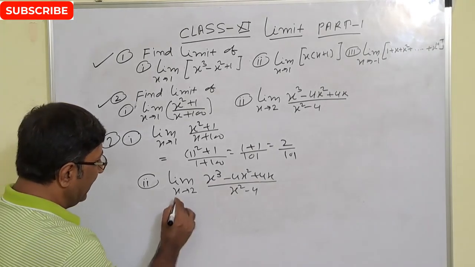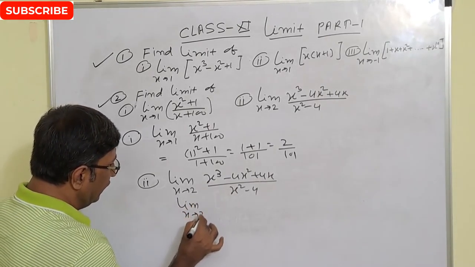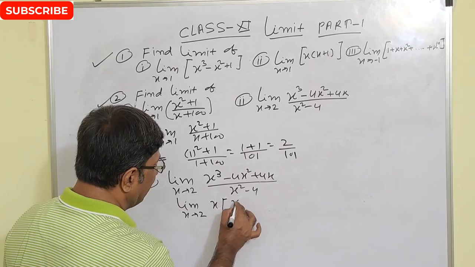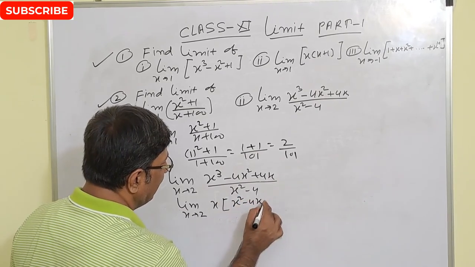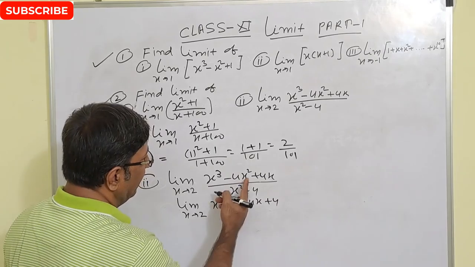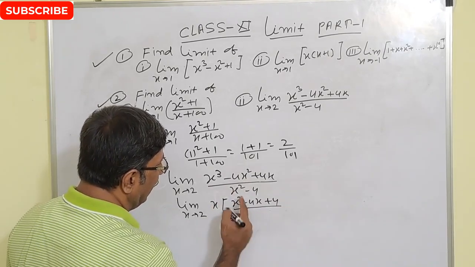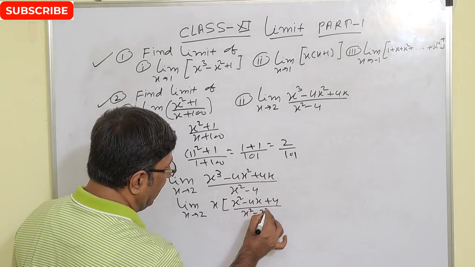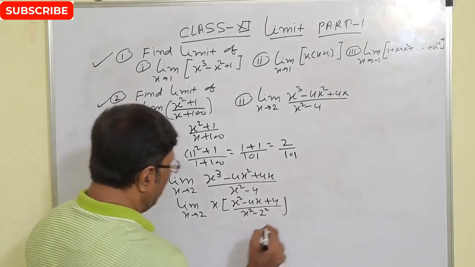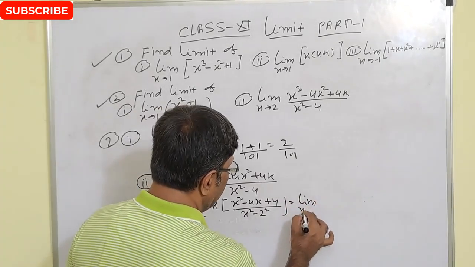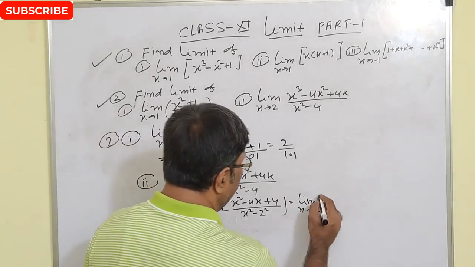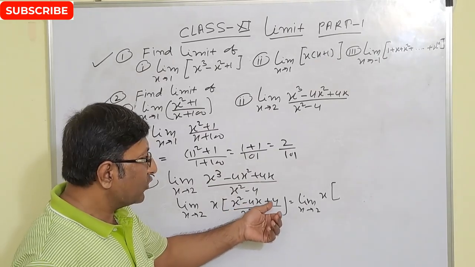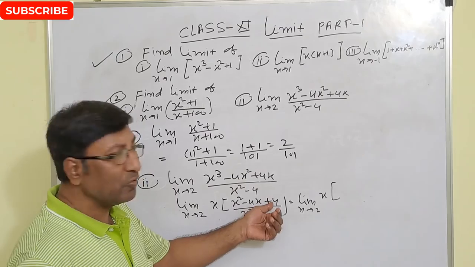So check it. Limit x tends to 2. When we take x common, we get x into (x square minus 4x plus 4) divided by x square minus 4. We can write the denominator using a square minus b square, so x square minus 2 square. Now x square minus 4x plus 4 we can write as x minus 2 whole square.